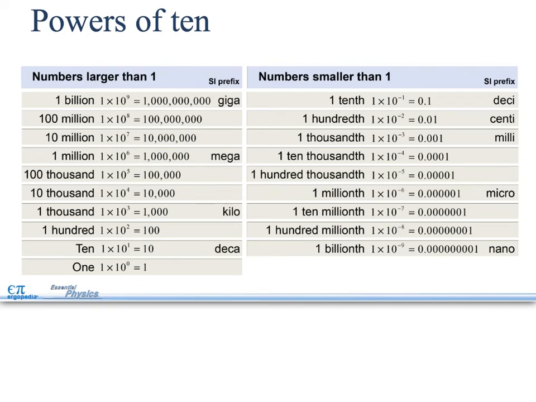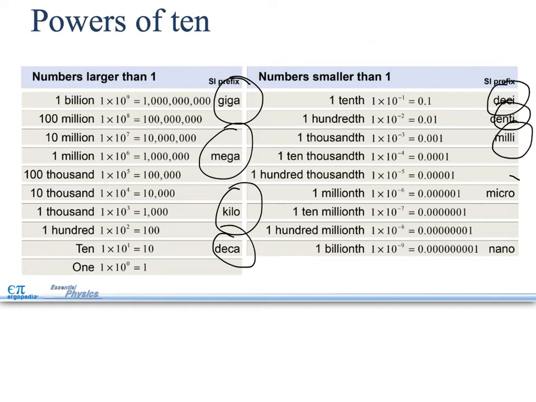Here is a chart showing you giga, mega, kilo, deca, deci, centi, milli, micro, and nano. These are the main ones we're going to use. The other ones that they have in here, we're not going to use. The ones that I circled are the ones we're going to be using this year.